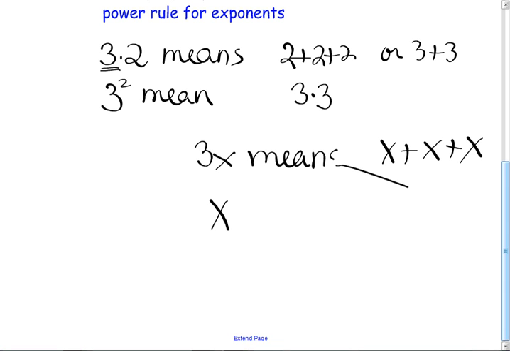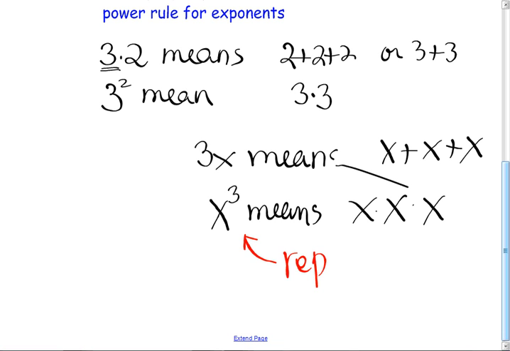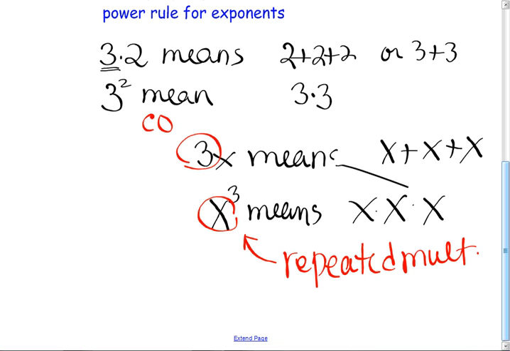If I have x cubed, that means x times x times x. It's repeated multiplication for an exponent. So an exponent means repeated multiplication. And the number you multiply out all the time is called, starts with a B. No, good job, Joey. This is the coefficient. And that's the base.